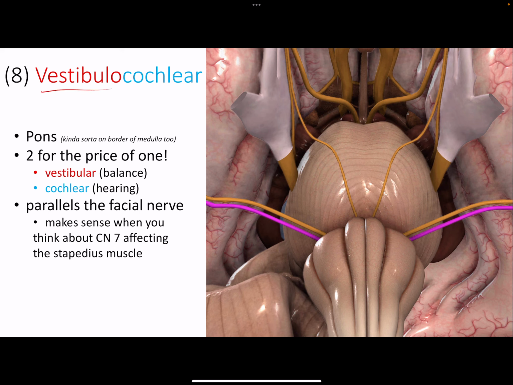Vestibulocochlear nerve, this is going to be 2 for the price of 1. So vestibulo, balance, cochlear is going to be hearing, also coming from the pons, but it's kind of the medulla too. It's a little tricky. And it's going to parallel the facial nerve in a bunch of different ways. This kind of makes sense if you think about the fact that the cranial nerve 7 goes to the stapedius. So cranial nerve 7 has something to do with hearing. So it makes sort of sense that 7 and 8, being so close to one another, have slightly parallel roles.